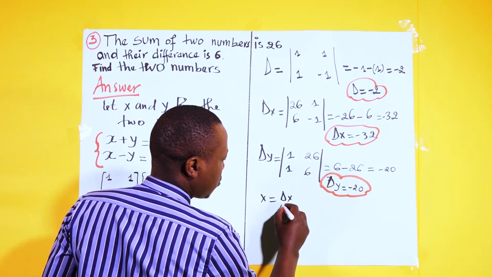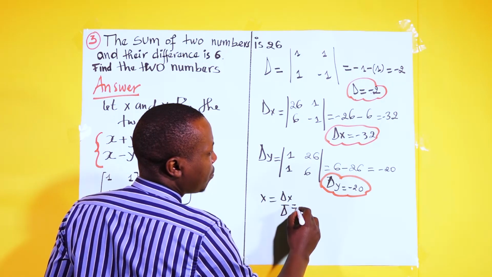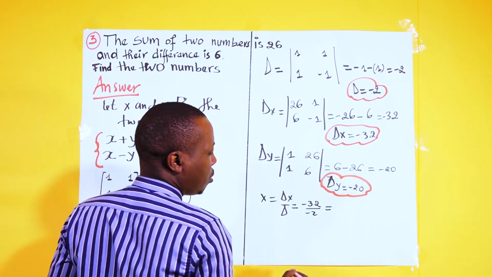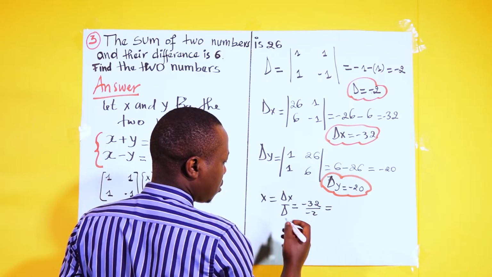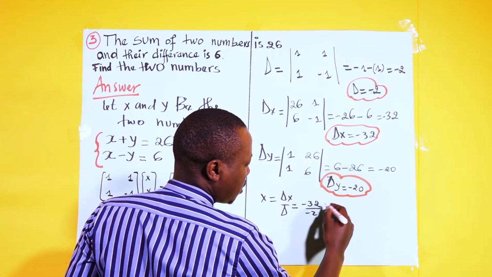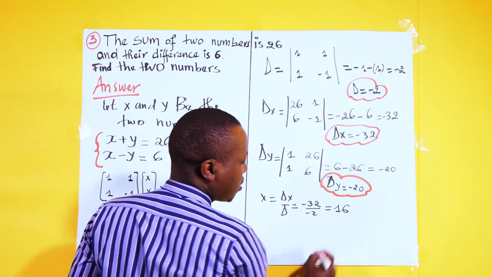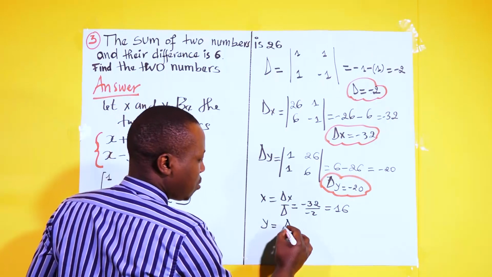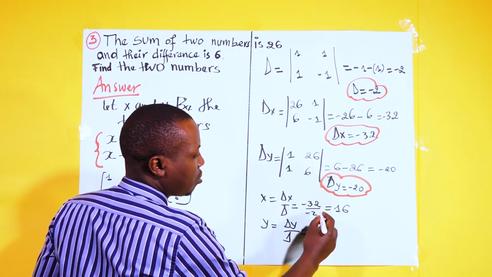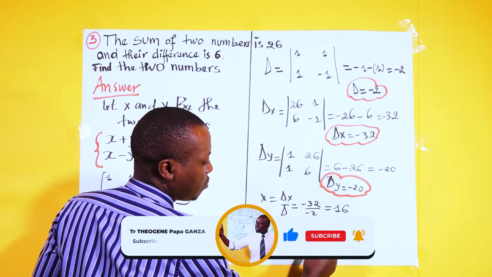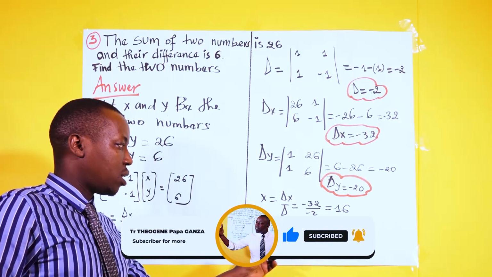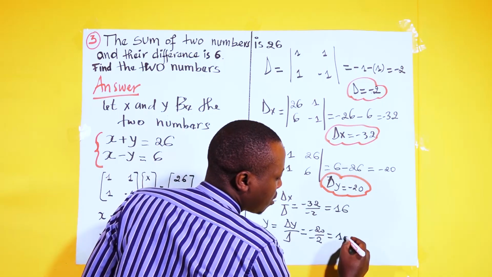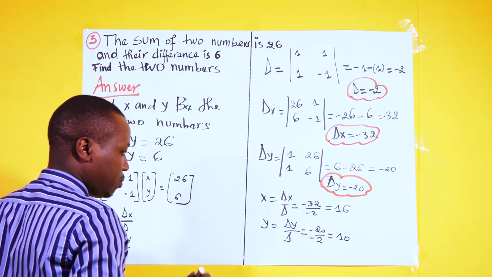Now, let's find x. X equals to dx over d, which is equal to negative 32 over negative 2. So here, it is negative by negative, and the answer is here 16, 32 over 2. Y equals to dy over d, which is equal to negative 20 over negative 2. So when you do this, negative and negative cancel each other, then 20 by 2, the answer is 10.